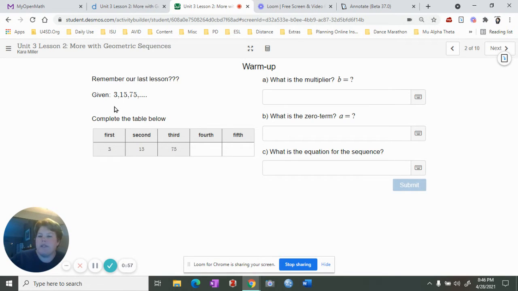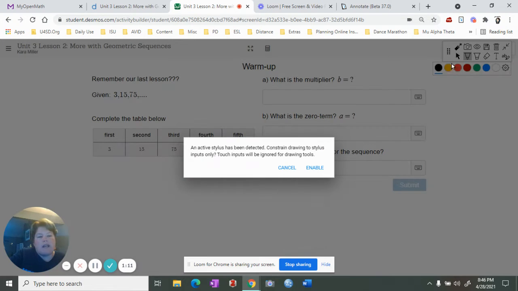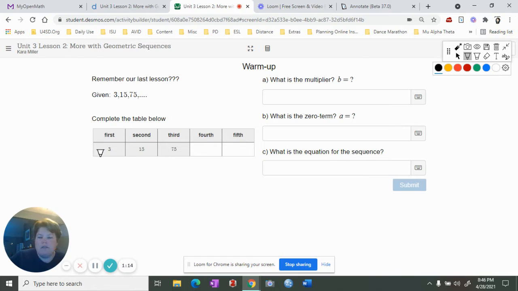Okay, so here is our sequence: 3, 15, 75. How do we get from 3 to 15 and from 15 to 75? What is our multiplier? Remember, we can determine our multiplier by taking one term, maybe 15, and dividing it by the previous term. So 15 divided by 3 is 5. Does that work all the way through? I can check 75 divided by 15, and that too is 5. So my multiplier, B, equals 5.